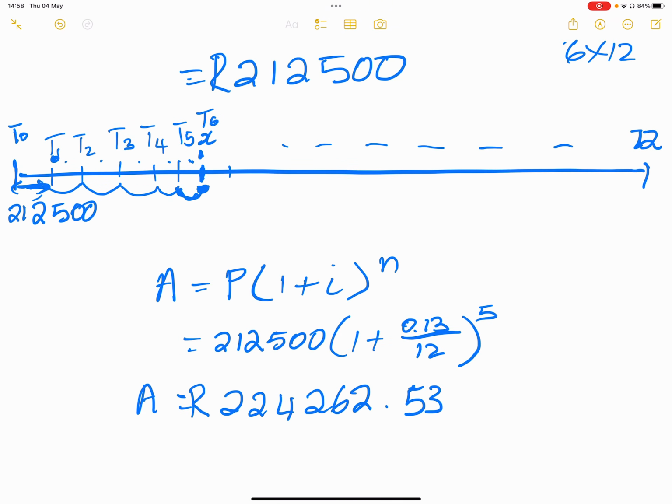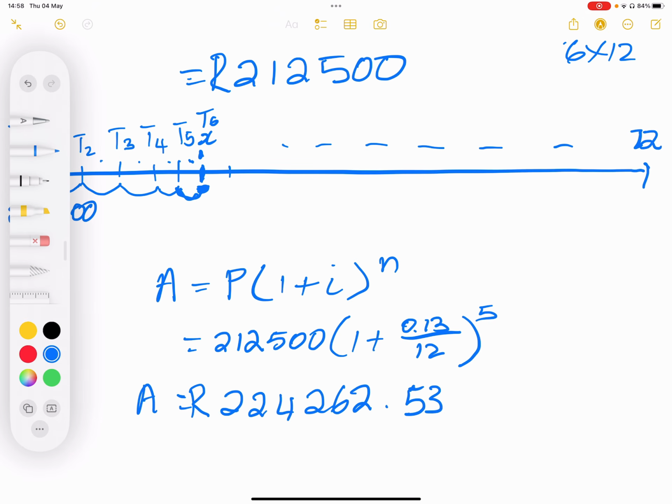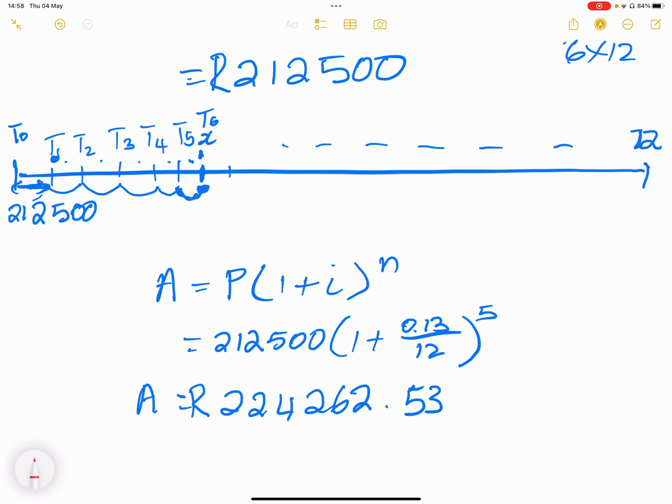Now, ladies and gents, I want you to please listen again, listen carefully. Right, now note, on the 6th month, the amount has accumulated to 224,262 and those 53 cents. Right, so there you have it on the 6th month. Note that as it accumulates to this, he starts paying, right? So what does that mean?